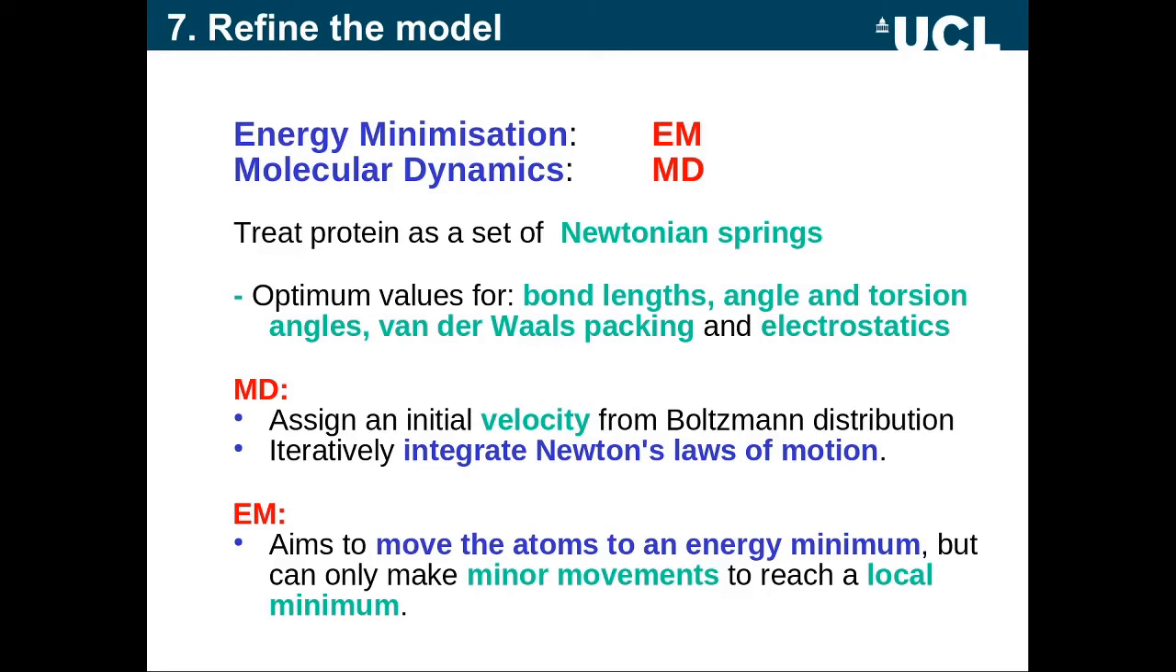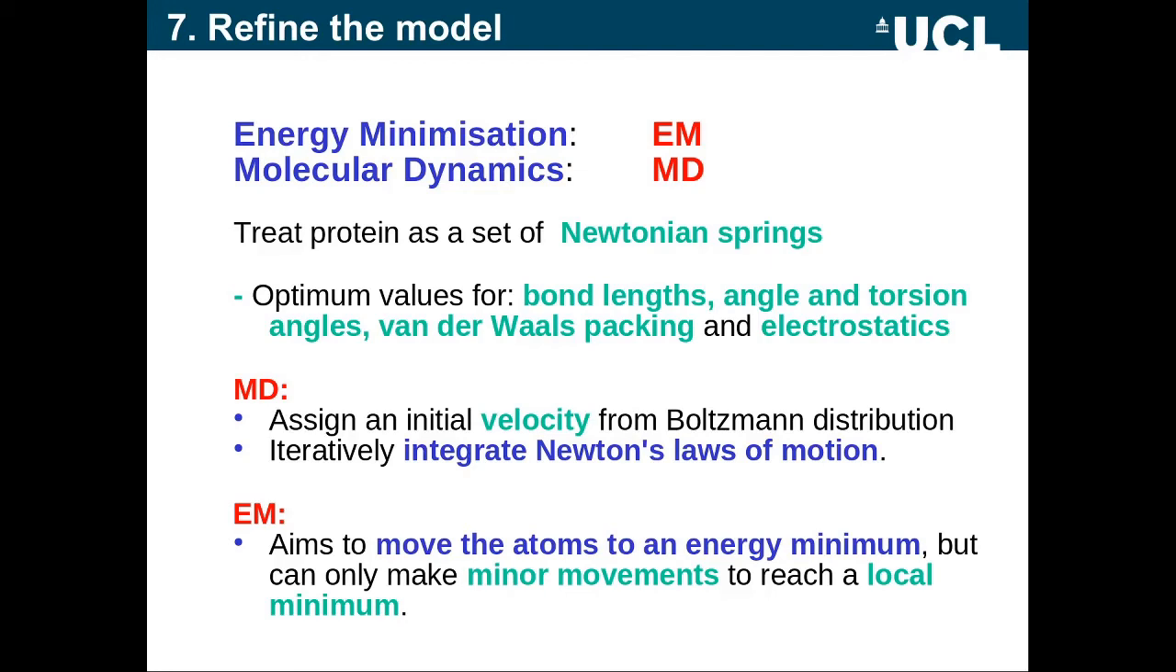The problem with this is that it can only make minor movements, and it will tend to get trapped in a local minimum. However, if we've done all the previous steps properly in this process, at least with antibodies, energy minimization tends to be enough. Because the sequence identity is relatively high, the structures are relatively conserved, and all we really need to worry about is the splice of loops onto the framework. So energy minimization is generally enough to sort that out.